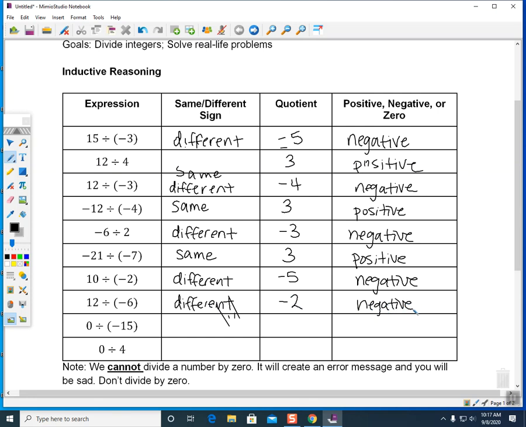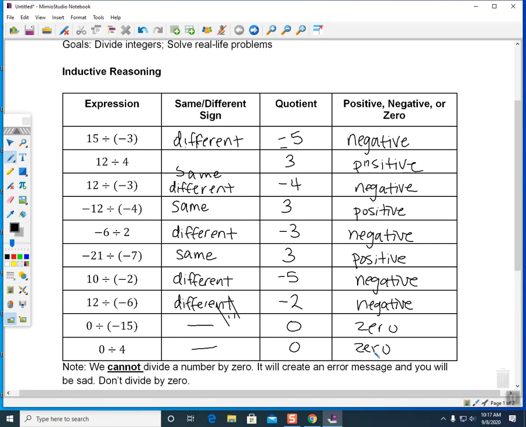This one is a little tricky, right? I've got 0 divided by negative 5. They don't really have signs. I have a negative, but 0 doesn't have a sign. 0 is not positive or negative. My quotient is 0, which means that my answer is 0. It's kind of the same thing for this last one. I've got 0 divided by 4. They don't really have signs. My answer is 0.